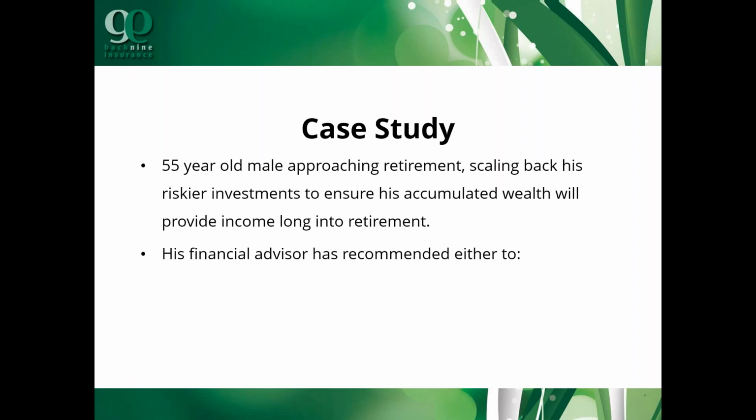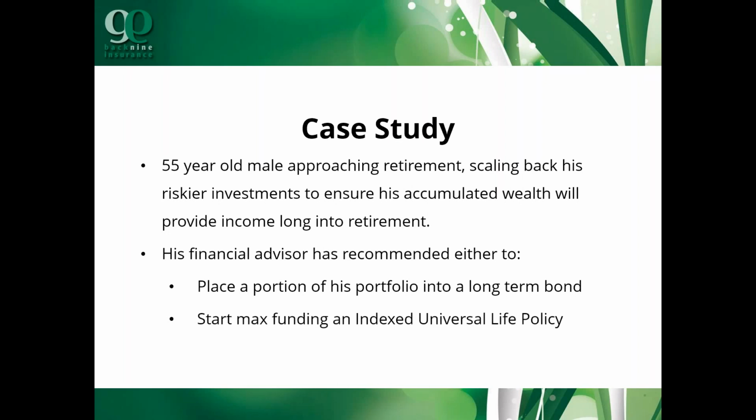So he goes to his financial advisor, and his financial advisor recommends one of two options. You're going to place a portion of your riskier investments into a bond portfolio, or we're going to start max funding an index universal life policy.